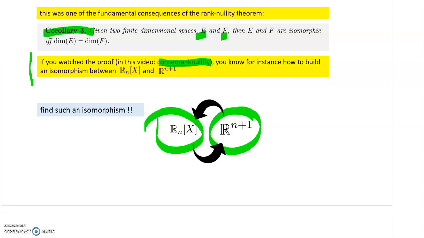Okay, so have you found the isomorphism that could take us from a space of polynomials of degree at most n into R^(n+1)?